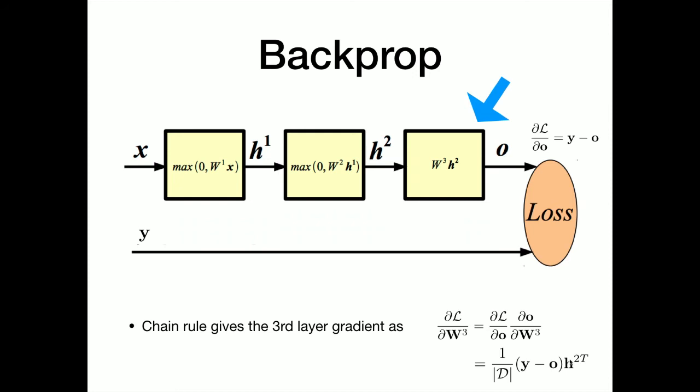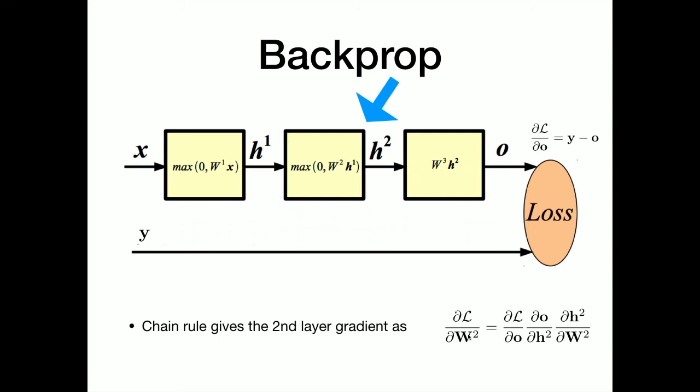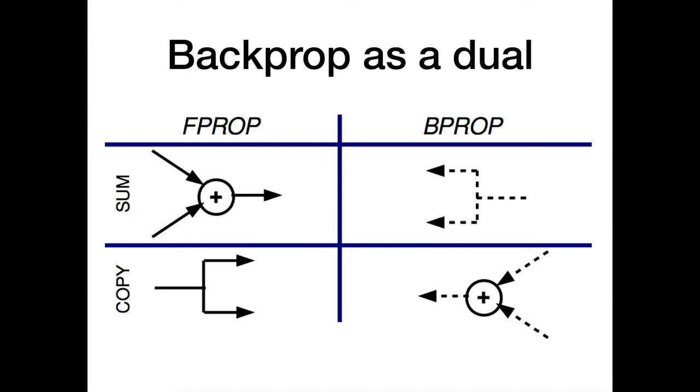Then you go back. Again, you get a chain rule, but this time it has 3 parts to it because you've moved back 2 times, and now you're at the 3rd move. And then you can write that as well. You can compute that, et cetera, et cetera. So basically, back prop is just the dual of the forward prop. So if in the forward prop you took 2 signals and added them together, in the back prop you're just going to backpropagate the gradient through both of them. If you did a copy, you're going to sum it. And that's it.